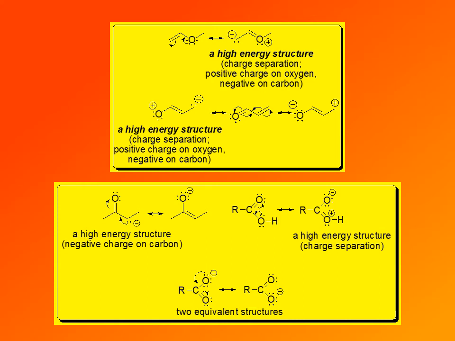Finally, at the bottom, we have two structures of anion obtained by deprotonation of carboxylic acid. Now you can see that two structures are equivalent. And when structures are equivalent like this, then they equally contribute to the overall resonance hybrid. So resonance hybrid is exactly 50-50 contribution of each of the two structures and is exactly halfway between the two.